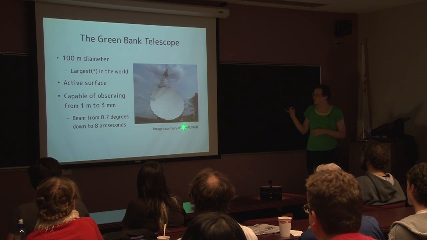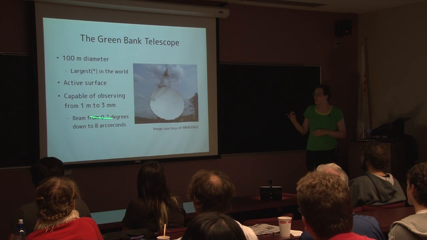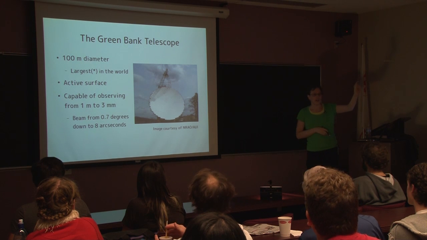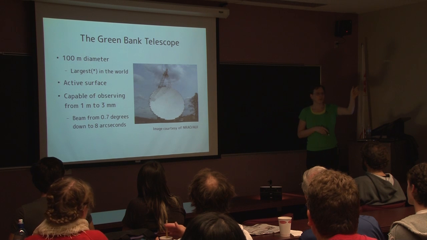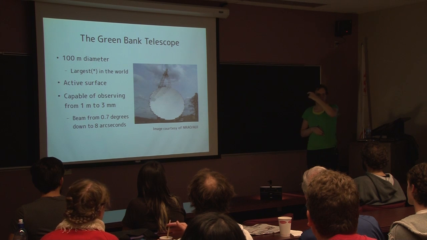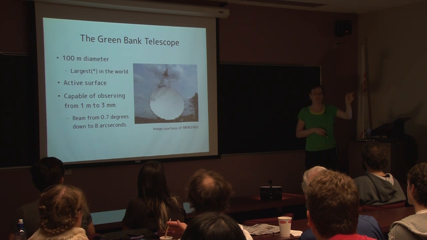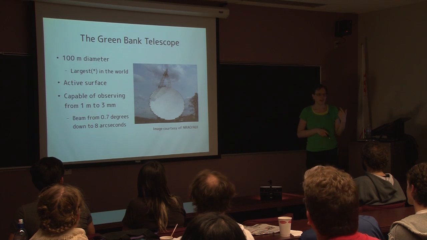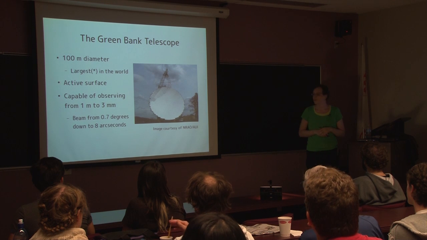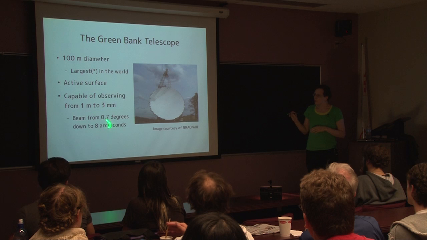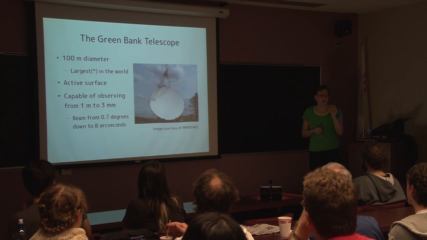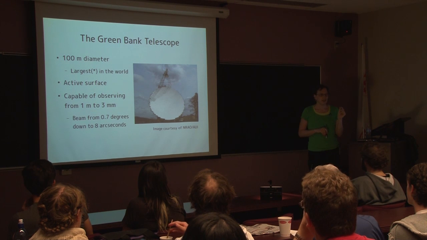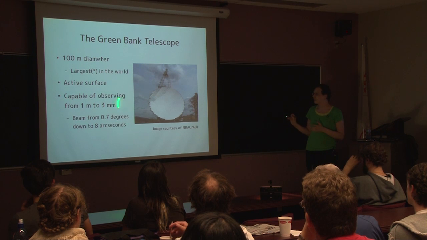But even with this gigantic dish, at 1 meter, the beam is still almost a degree on the sky. I mean, that's a little bit hard to visualize, but if you went all the way around the horizon, that would be 360 pixels around the entire sky. That's really kind of limiting. We have megapixel cameras. We can do much better than that in optical, even with a small camera. Even down at 3 millimeters, you do a little bit better. It's 8 arc seconds at those really high frequencies. But even that is still 10 times worse than the Hubble Space Telescope with a 100-meter dish.